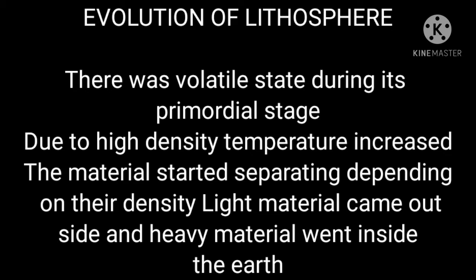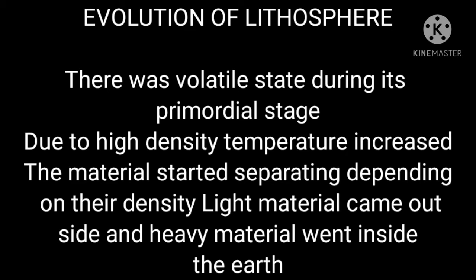In the evolution of the lithosphere, there was a molten state during its primordial stage, or the primary stage, due to high density and increased temperature. And then after that the material started separating depending on their density. Light material came outside and heavy material went inside the earth. The heavy material was made up of heavy metal and the lighter material was made up of silica and aluminum, which we will study in our next chapter, the interior of our earth.